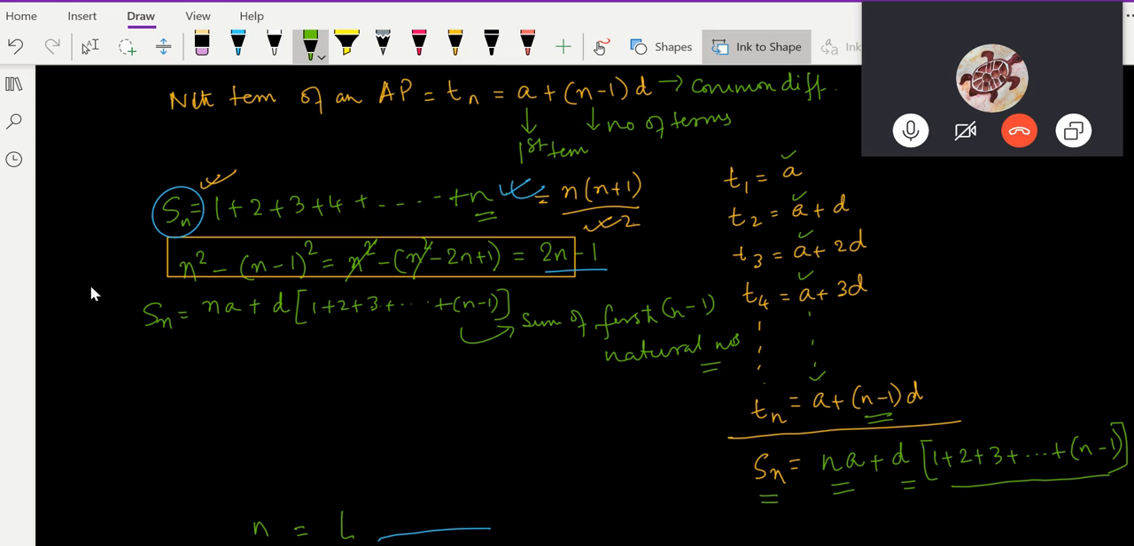And we know that the sum of the n natural numbers is n into n plus 1 by 2, right? So what would be the sum of n minus 1 natural numbers?